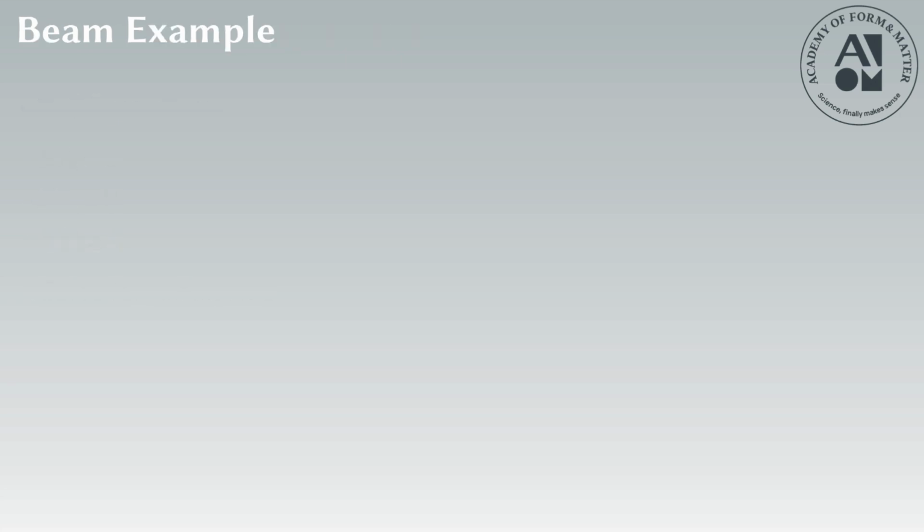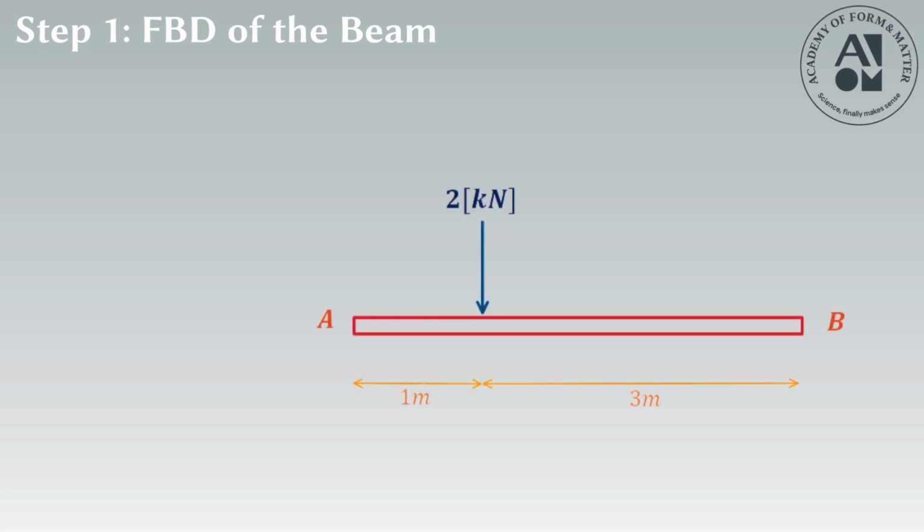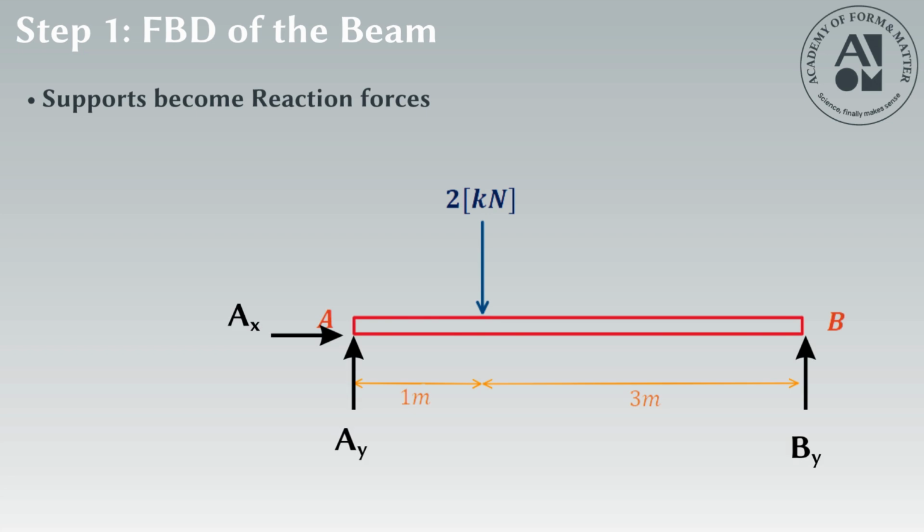Now, let's use this on a real structure. Take a beam, 4 meters long, supported at both ends. A load of 2 kilonewtons acts downward 1 meter from the left support, point A. Our goal is to find the reactions. First, we draw the free body diagram. The beam is isolated. The supports become reactions, AY at the left and BY at the right. Support A could also provide a horizontal reaction, but since there are no horizontal forces, that reaction is 0. The load is a force of 2 kilonewtons downward.